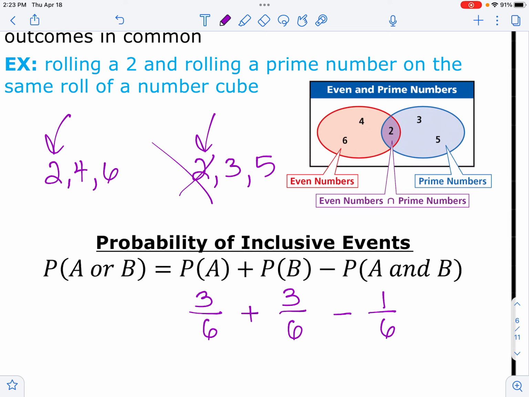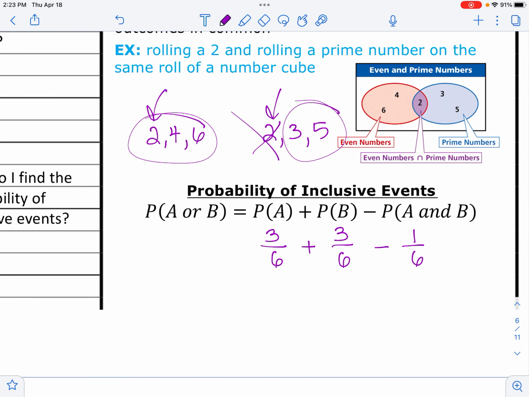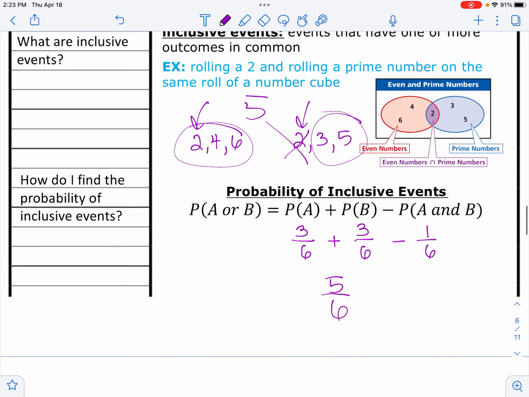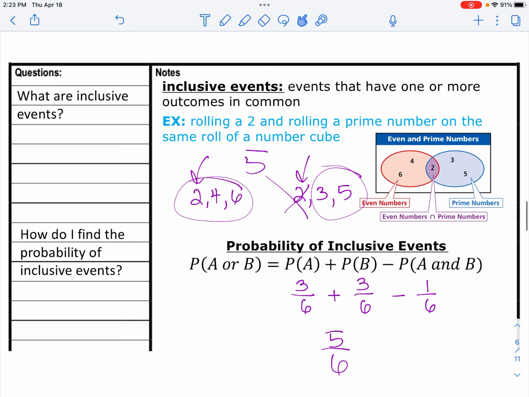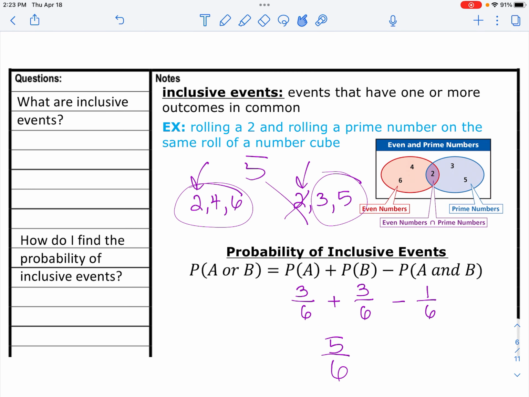In other words, we're not counting this second 2. You'll notice that there's 5 then. And that's when we do this down here. 3/6 plus 3/6 is 6/6, minus 1/6 would be 5/6. And that's what we got up here, 5 of them, right? So mutually exclusive is pretty easy. Inclusive, you've got to be careful that you're not double counting, and that's why we subtract that part.